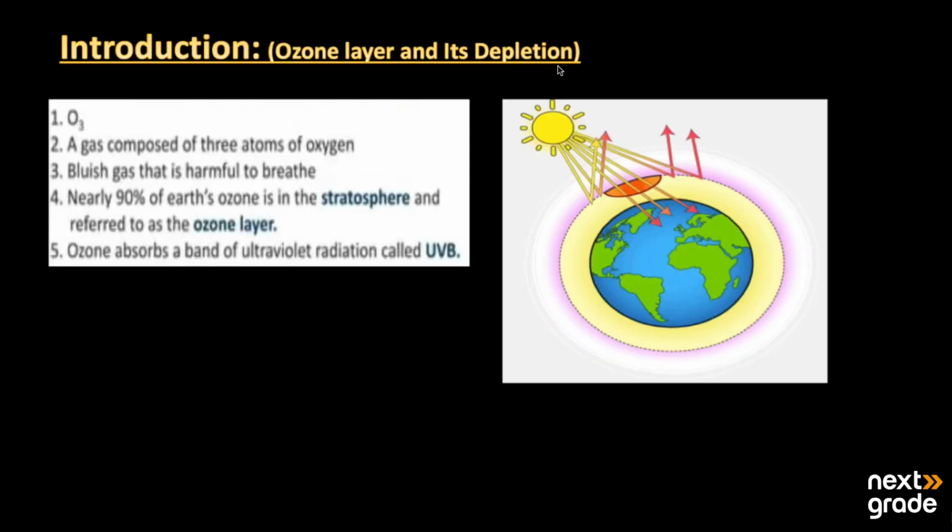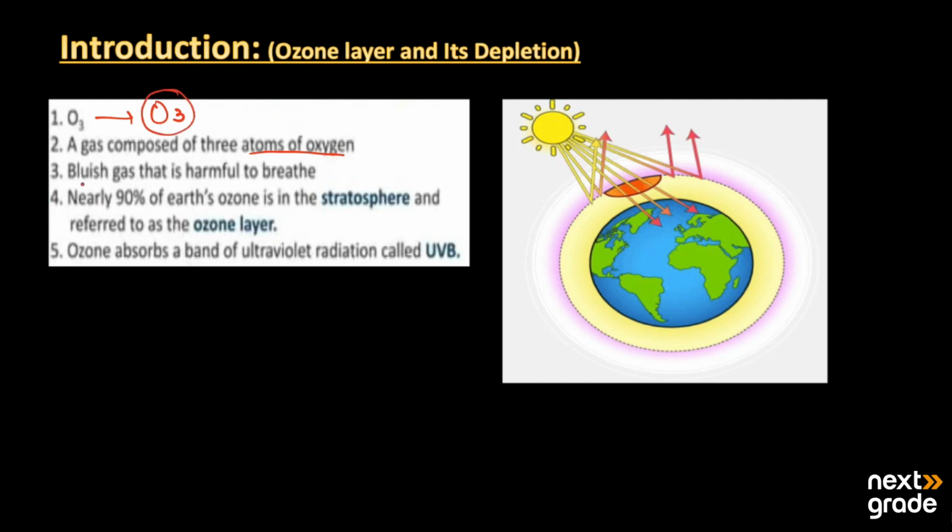So the topic that we will discuss today is the ozone layer and its depletion. First of all, you must know what ozone basically is. Ozone has the formula O3. It is a gas that is composed of three atoms of oxygen. That's why its formula is O3.